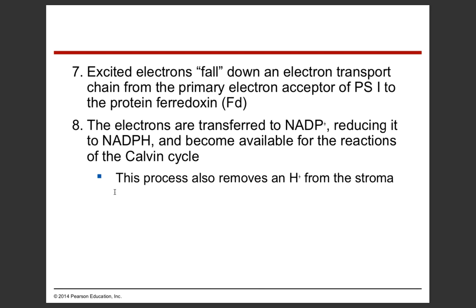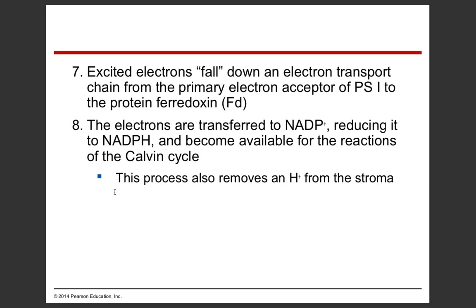Okay, so the excited electrons fall down an electron transport chain, because it's transporting electrons in a chain of events from the primary electron acceptor of photosystem 1 to the protein ferredoxin, which is abbreviated as Fd. So that is the primary electron acceptor at the very end.